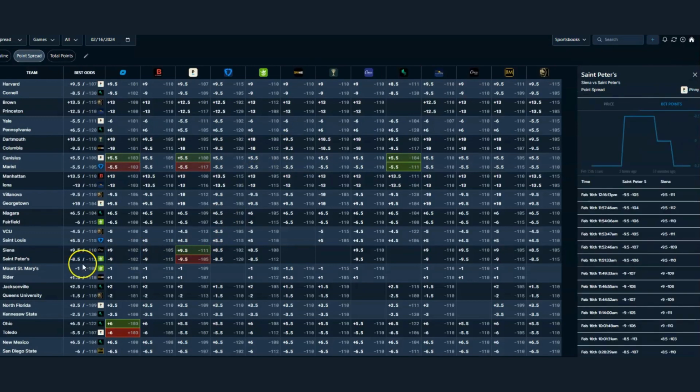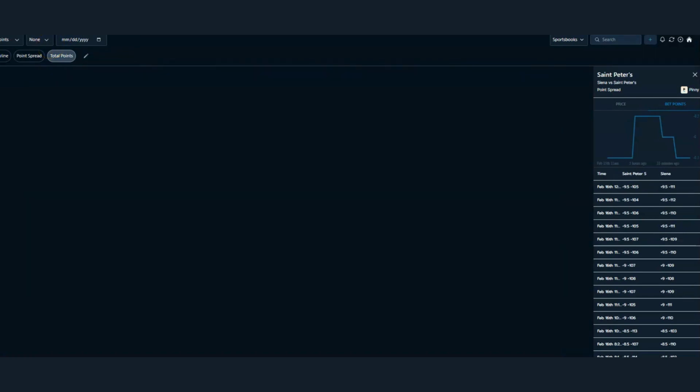You can see here -8.5 at DraftKings on St. Peter's, but then it's up at 9.5 with Pinnacle. And so you can track and trace the movement, whether it's going up or down. And you can also do that with totals. So for example, if the total opened at a certain price, you can track and trace that.